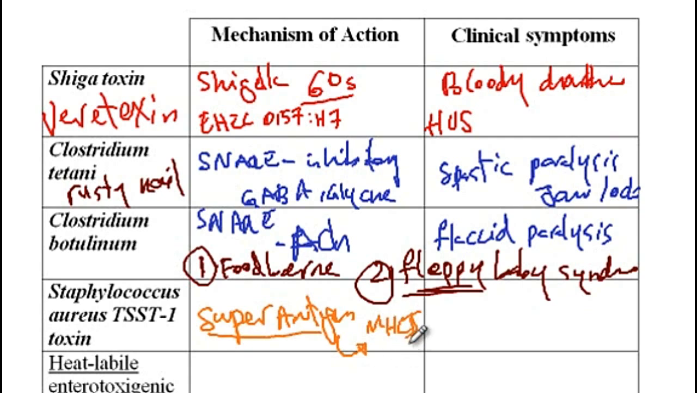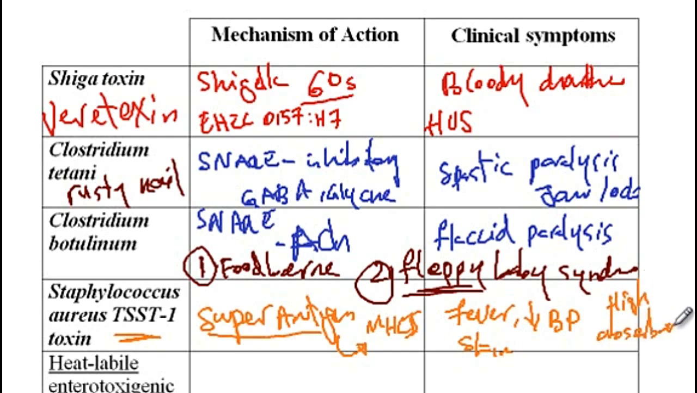So there would be a vast activation of T cells in patients with the superantigen, and these patients present with fever, hypotension, as well as skin manifestations. Now, conditions that can predispose to toxic shock syndrome include the use of highly absorbent tampons, as a consequence of which the bacteria can stay there, grow, and produce the toxin.